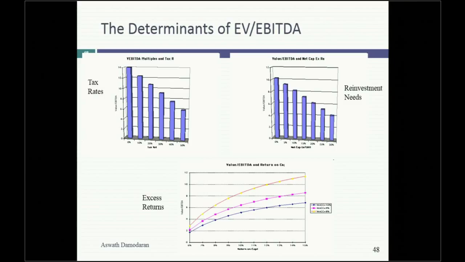So let's think about a perfect undervalued company on an EV to EBITDA basis. So let's start. You want low EV to EBITDA, obviously. You want low tax rate or high tax rate? You want low tax rate, because a high tax rate will explain away the low multiple. So you want low EV to EBITDA, low tax rate. Low return on capital or high return on capital?